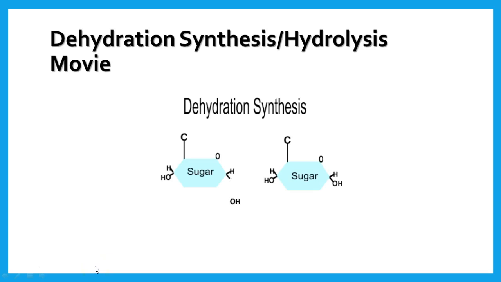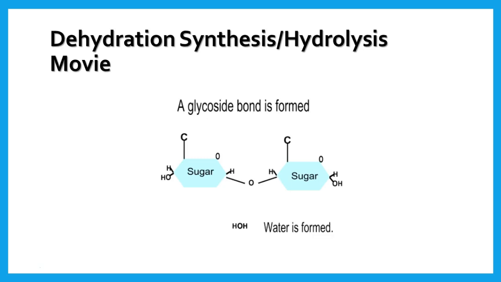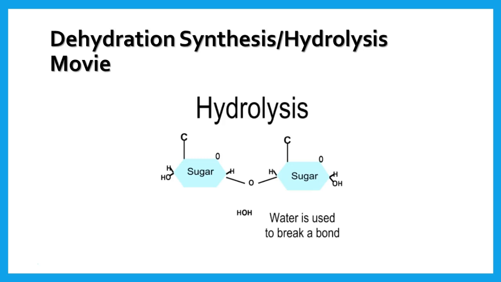Okay, here we have two sugars, and we're going to take a hydroxide off of one and a hydrogen off the other and make water and bond those together. And this forms something called a glycosidic bond, which is what you call it when sugars join together, and this makes a more complex sugar called a disaccharide. And then hydrolysis does exactly the opposite. It takes that off, and then you have your two monosaccharides.